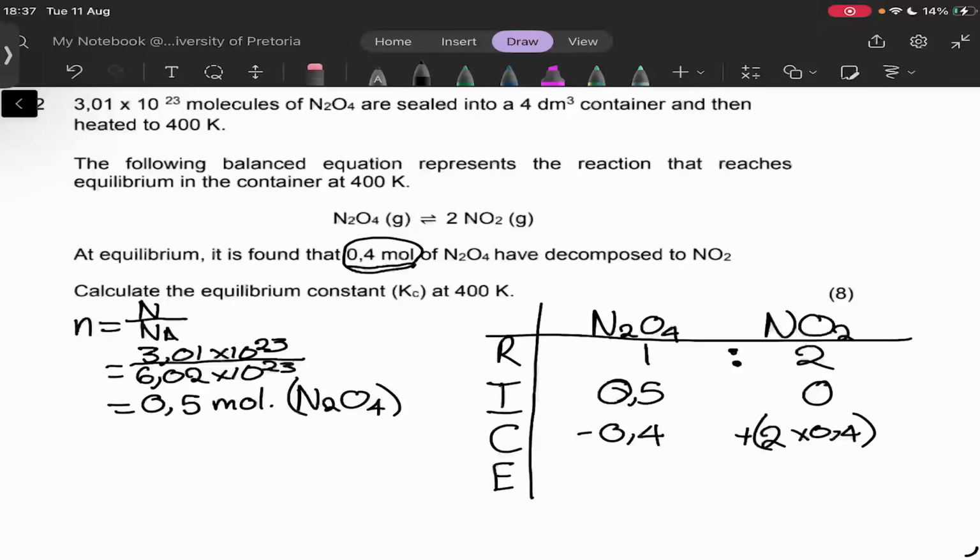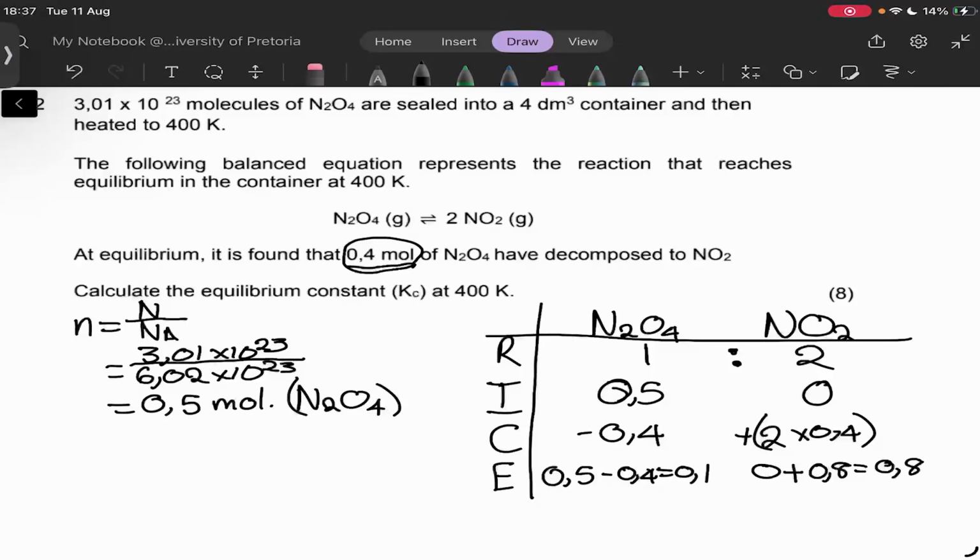Now let's actually get the moles at equilibrium. For N2O4, it's going to be 0.5 minus 0.4, which is 0.1. Then for the NO2, it's going to be 0 plus 2 times 0.4, which is 0.8, which is just 0.8 right there.